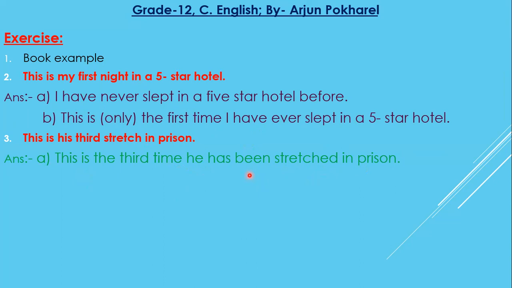Why is here been used? Because this is passive structure, not active structure. This is the third time the police have sent him to prison, that you can say also. In this way, this is in passive form. Now the next one, number B, is he has been sent to prison twice before. This is his third time means what? Before, that is twice before.